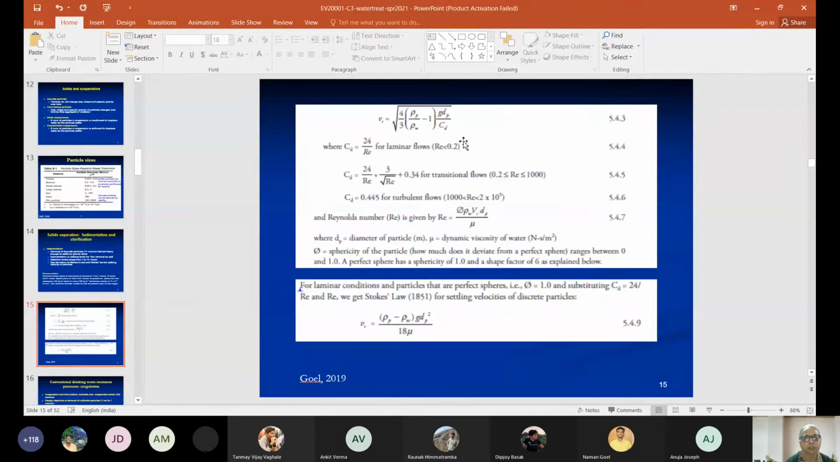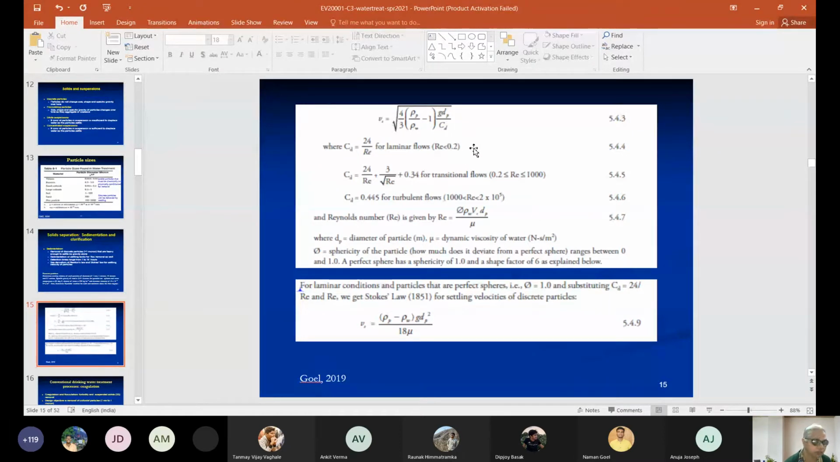Cd is the drag coefficient, and this drag coefficient is based on Reynolds number, and Reynolds number, as you know, is based on flow conditions. So if you have laminar flow and a Reynolds number that is less than 0.2, then your Cd is equal to 24 by Reynolds number. Let's take the other extreme. If the flow can be considered turbulent, which means Reynolds number from 1000 to 2 times 10 to the power 5, then Cd is equal to 0.445. Now, this is for turbulent flow.